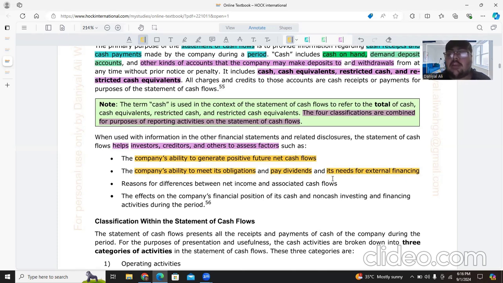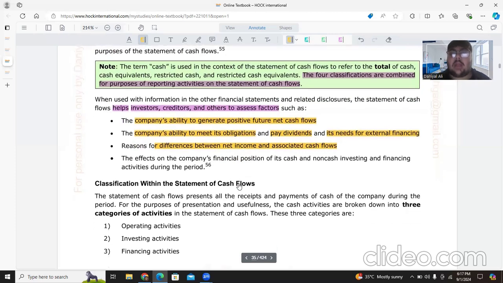As being explained below, you need to see the differences between your net income and associated cash flows. Net income is a part of your income statement. Net associated cash flows is a part of all the cash activities: operating, investing, and financing. Mr. Usman has already explained operating, investing, and financing, but we are understanding some further depth of cash flows.